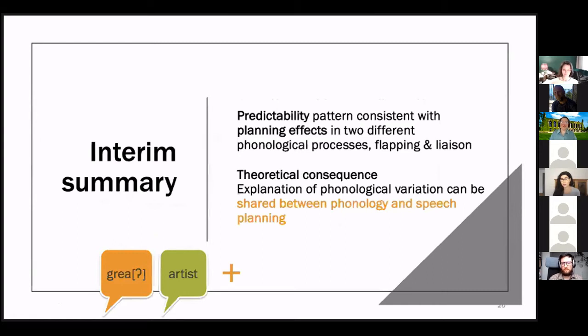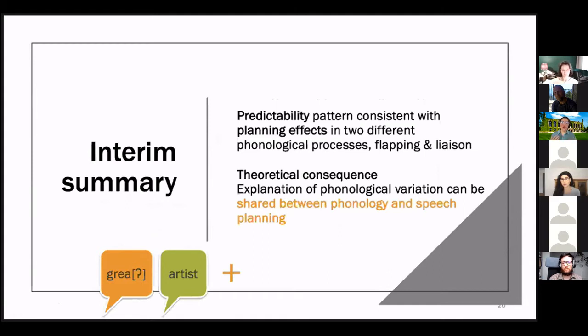So what did we learn from the corpus studies? The pattern of predictability that we find is consistent with planning effects for these two different processes that I've looked at, namely flapping and also liaison in French. So what's the theoretical consequence of that?